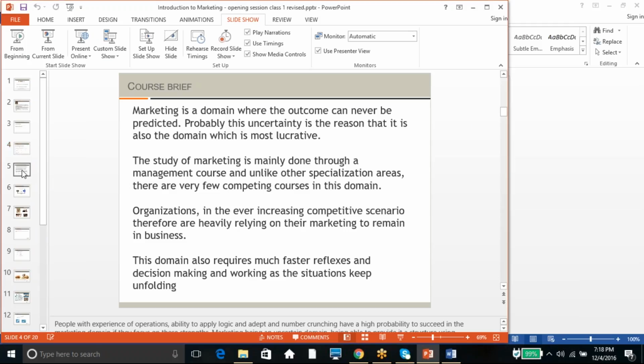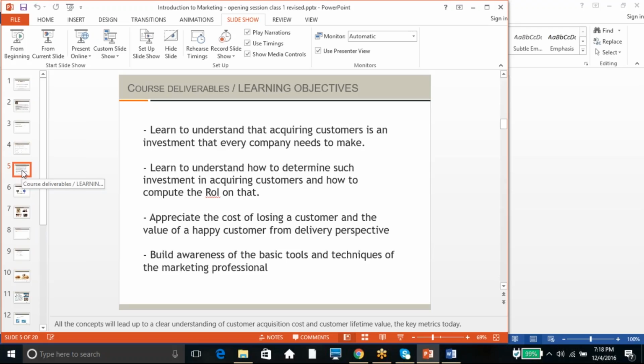So I will start from what are the deliverables here. Primarily, the two metrics which everybody is talking about in marketing nowadays are the customer lifetime value and the customer acquisition cost. Just two metrics everywhere which everybody is talking about.